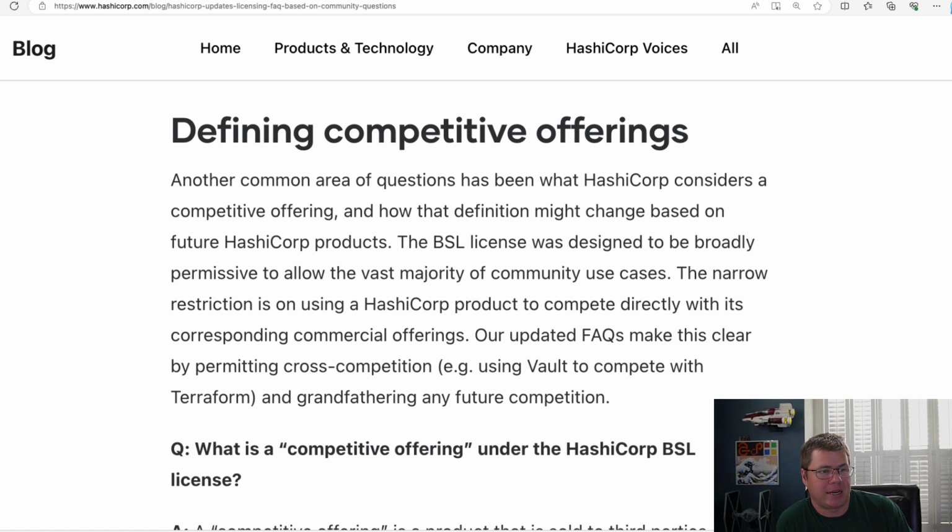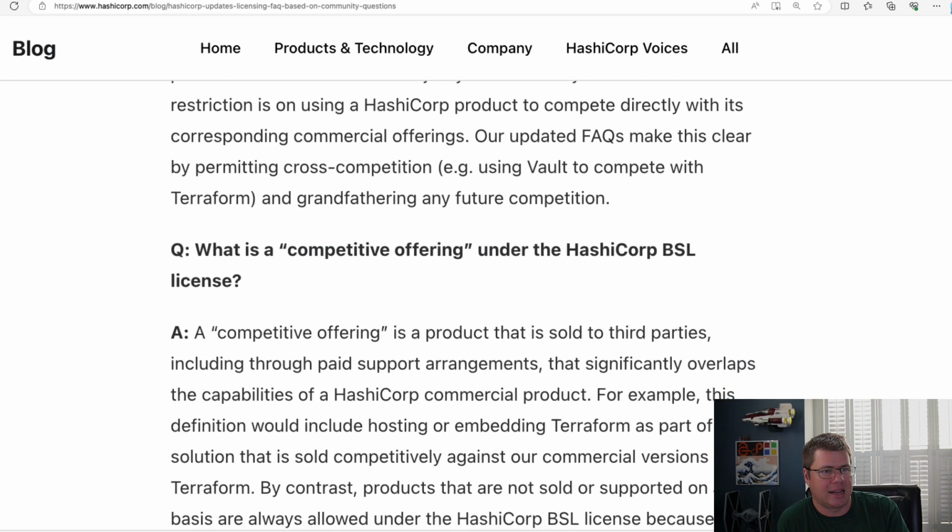Make it clear by permitting cross-competition. Okay. So using Vault to compete with Terraform. Okay, so if you are building your own infrastructure as a service thing, and you want to use Vault internally for secrets, then you're good with that. Or if you want to build a Vault competitor and you want to use Terraform to provision it, but you're using all your own code, you're good. That was one of the questions that I had. So glad they added some clarity on that.